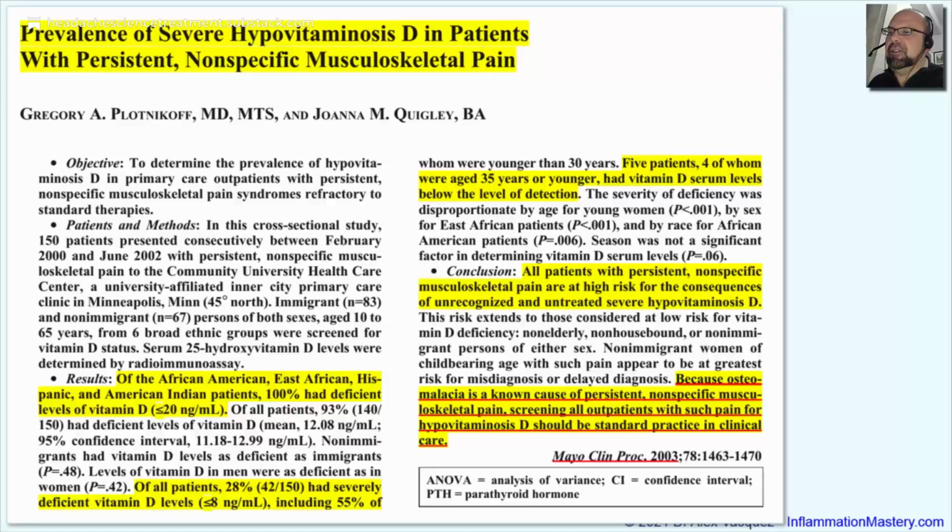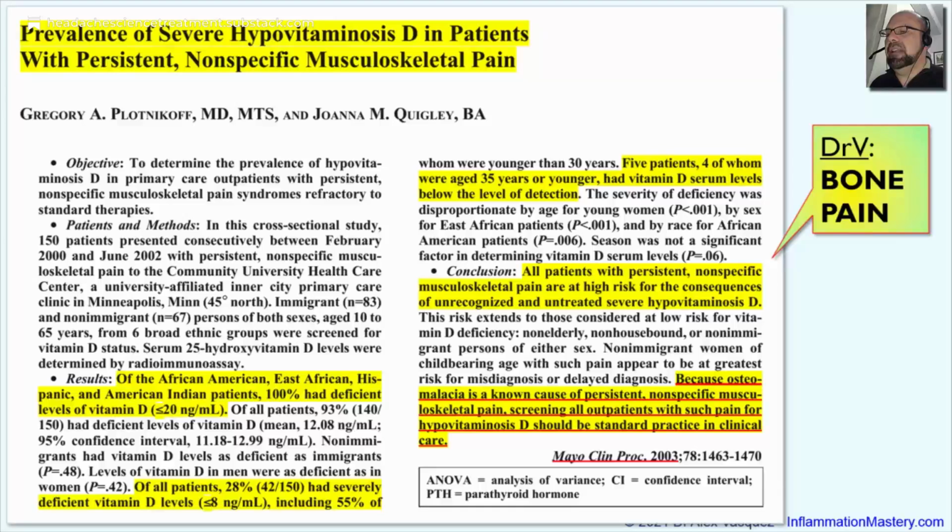Also from Mayo Clinic Proceedings 2003, this was a very famous study that should have been read by every clinician on the planet, showing a very high prevalence of severe hypovitaminosis D in patients with persistent, nonspecific musculoskeletal pain. And you can see the final conclusion of this article. Because osteomalacia is a known cause of persistent, nonspecific musculoskeletal pain, screening all outpatients, and I would argue inpatients, with such pain for hypovitaminosis D, vitamin D deficiency, should be standard practice in clinical care, and I certainly agree with that.